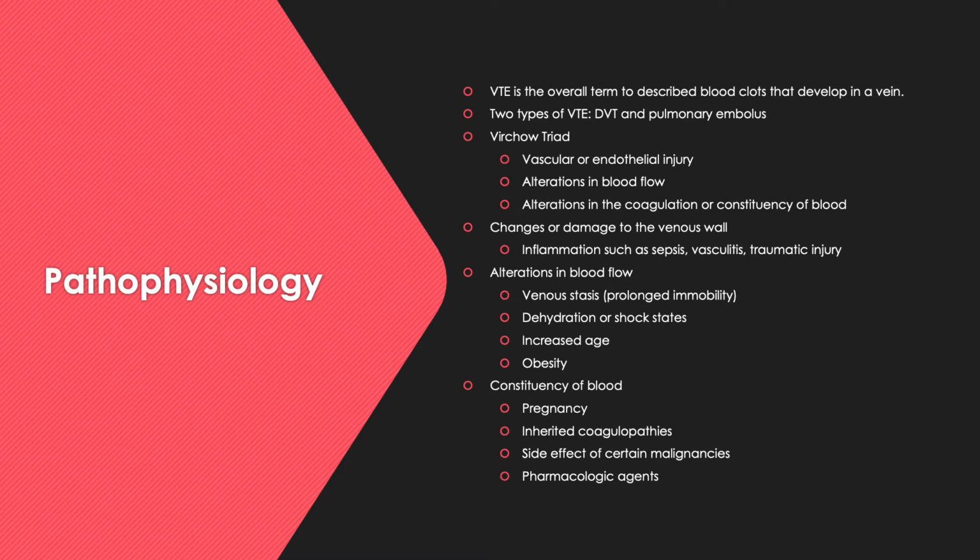Changes or damage to the venous wall can occur as a result of inflammation, such as in sepsis, vasculitis, or traumatic injury. Alterations in blood flow can occur because of venous stasis, such as from prolonged immobility, dehydration or shock states, increased age, and obesity. Alterations in the constituency of blood can occur as a result of pregnancy, inherited coagulopathies, such as thrombophilia, and as a side effect of certain malignancies, such as cancer, or pharmacologic agents.